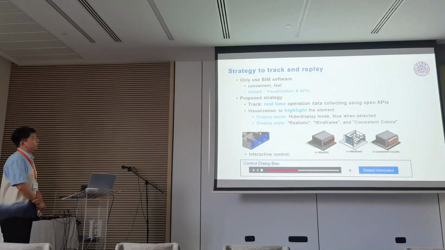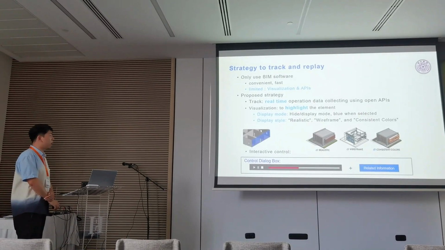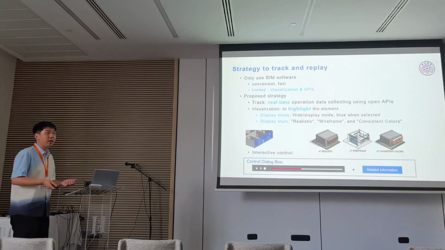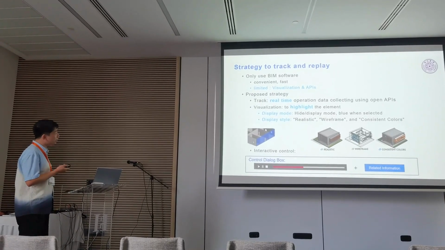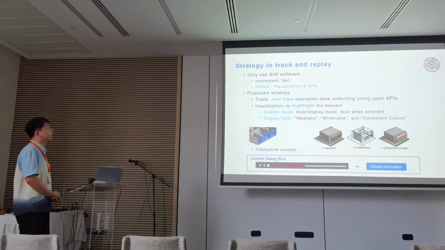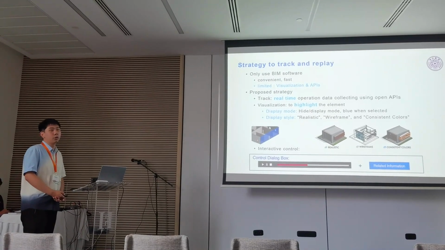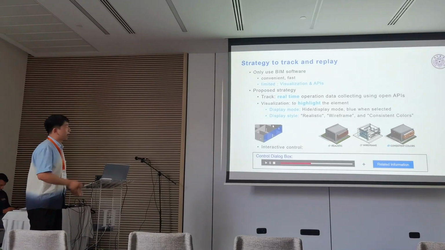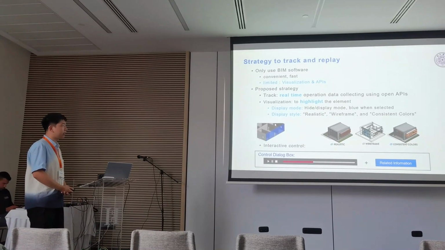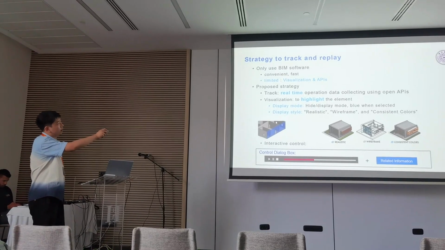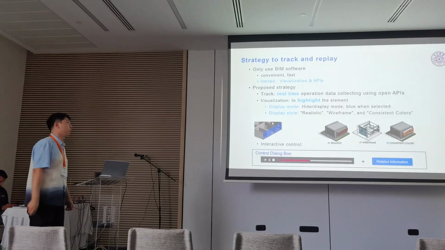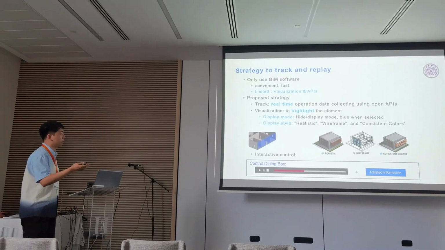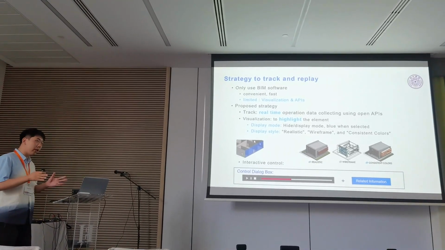Okay. Why do we need the strategy? Because we only use BIM software, and obviously BIM software is not professional visualization software, so it doesn't provide so many options to visualize. It is convenient if we only use BIM software, but it has its own limitations because it's limited to the APIs that the software provides. Therefore, we need a strategy to track. We need real-time data collecting using open APIs. This part needs to run correspondingly, that is, right when you are working, it needs to run real-time data recording.